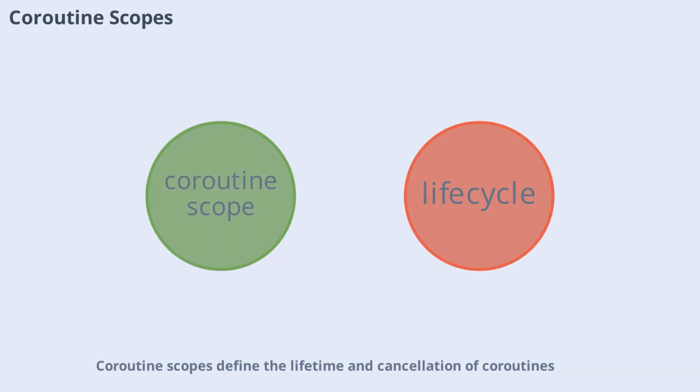Coroutine scopes define the lifetime and cancellation of coroutines. By launching coroutines within a scope, you gain better control and organization of concurrent tasks. This is especially important in Android, where scopes are often tied to UI components.